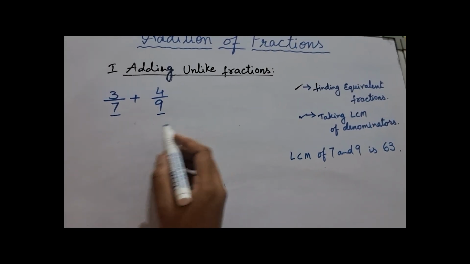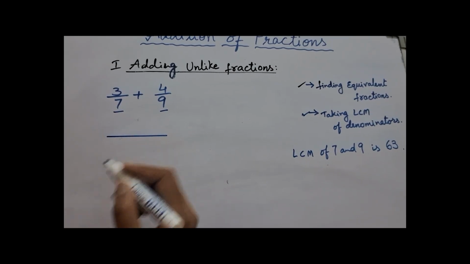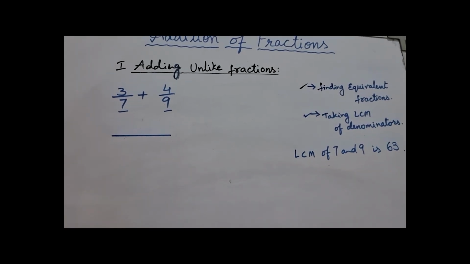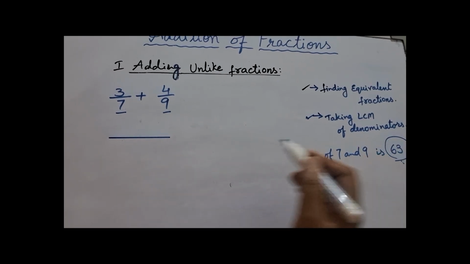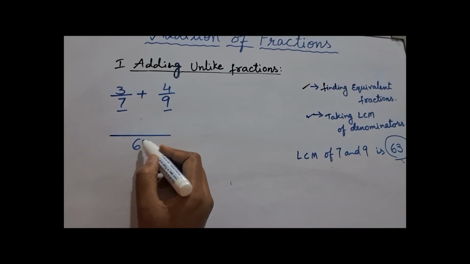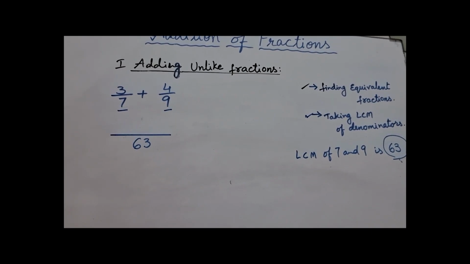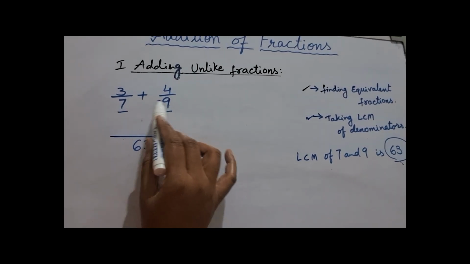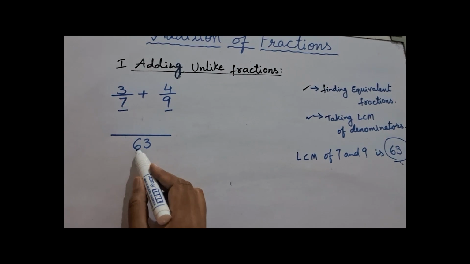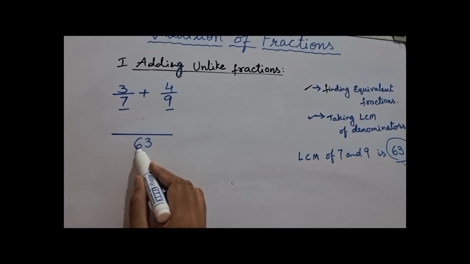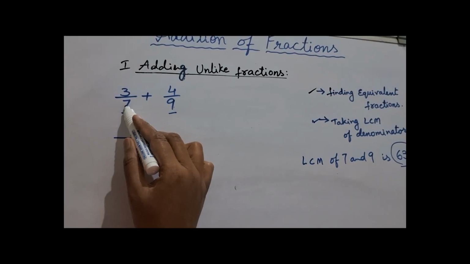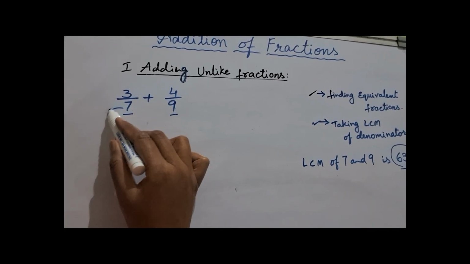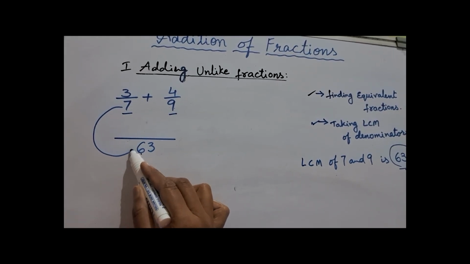Now what you need to do is put the fraction bar like this, and the LCM whatever we got, you write in the denominator place. Okay children, that means the LCM of the denominators you write in the denominator place. Now after this, you take the first fraction, this denominator and this denominator LCM.